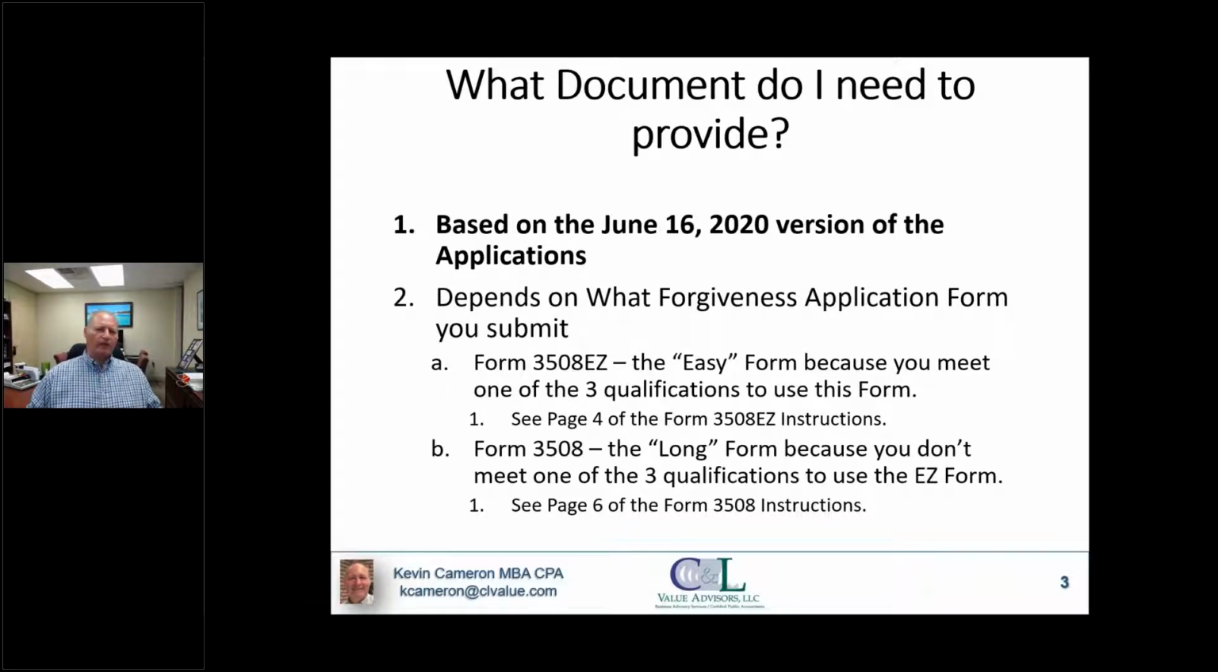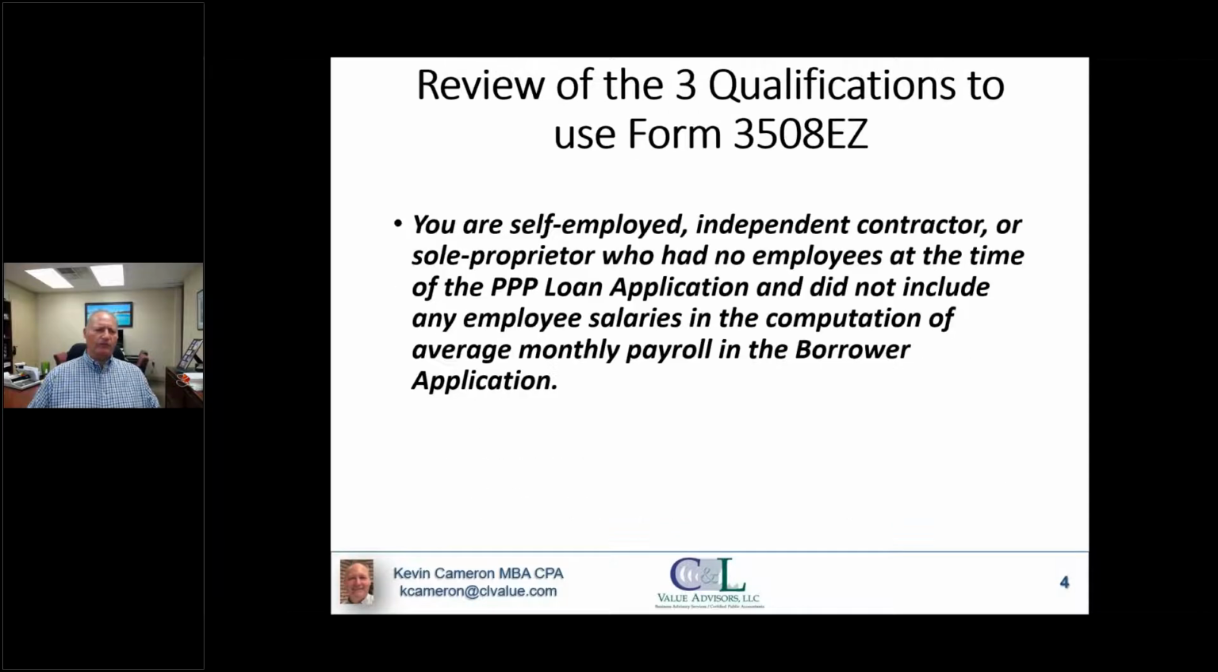If you do file the 3508EZ, you're going to refer to page 4 of the instructions, and that's going to tell you what the documentation requirements are. If you complete the long form, which is the 3508, you're going to refer to page 6 of the instructions for that form to see what the documentation is. They're very similar with respect to the costs, but they're different with respect to the employee and the payroll documentation for employee hours and so forth.